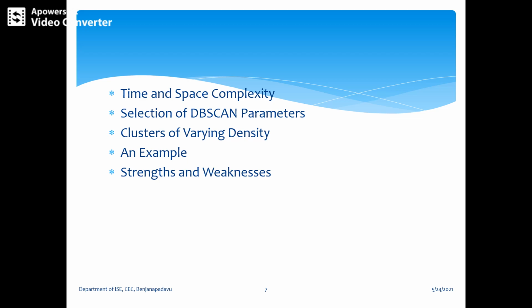The second thing is the selection of DBSCAN parameters. The issue is how to determine the parameters EPS and the minimum points; that is the task. Actually, the basic approach is to look at the behavior of the distance from a point to its kth nearest neighbor, which we will call the k distance.